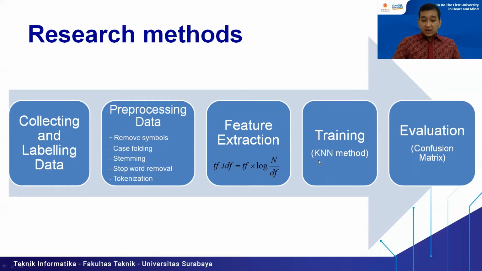Next is training. The purpose of this process is to train feature data using a certain method to create a classification model that can later be used to predict hate speech tweets. The KNN method is used to conduct training. Why KNN? I have explained before. And the last is evaluation. To evaluate the accuracy of the model generated from the training process, a confusion matrix is used.